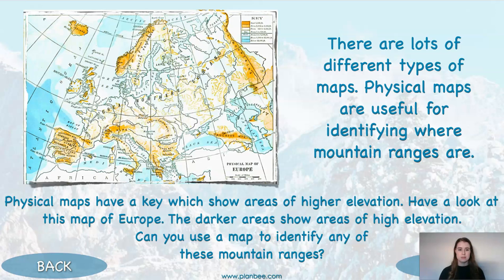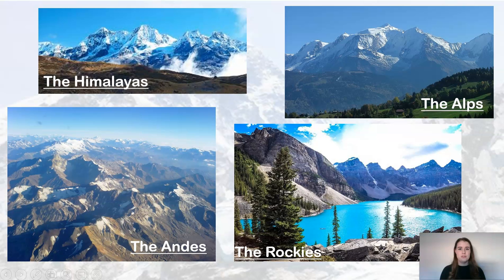of those mountains. Now, physical maps will have a key which shows the areas of the higher elevation. So if you have a look at this map of Europe, you can see that these mountain ranges here in a slightly darker orange colour, these ones show the highest elevations. And here when we associate it with our key, this tells us how high those mountains are in terms of feet. So here we have some examples of some of the mountains that we have looked at before.